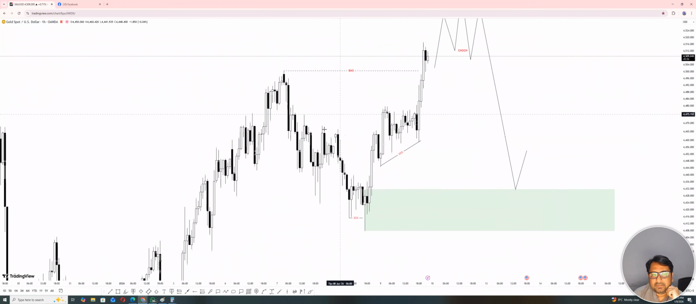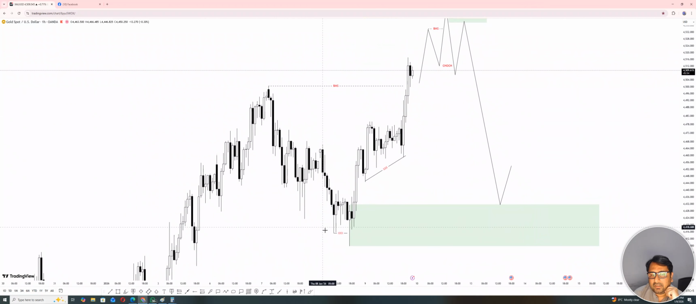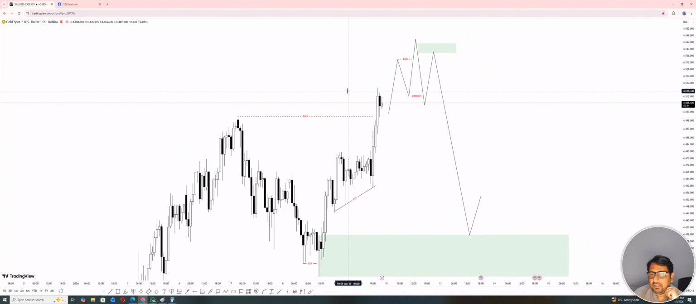Now you can see that the market broke the high. This is your high and this is your low and this is your higher high. It means the market broke the higher high. When the market breaks the swing high, it means the market will come back to this order block, because we have a swing high break.